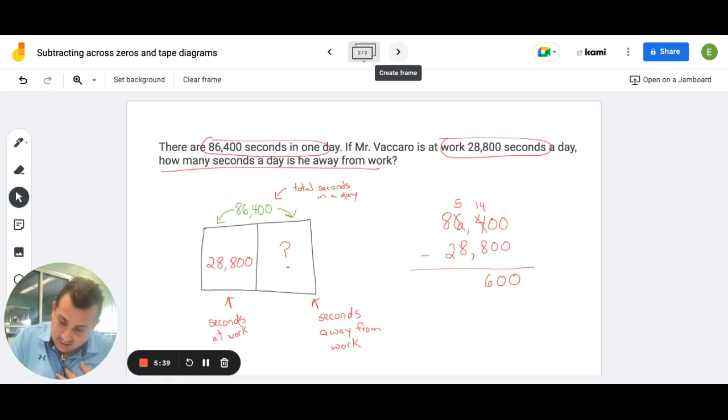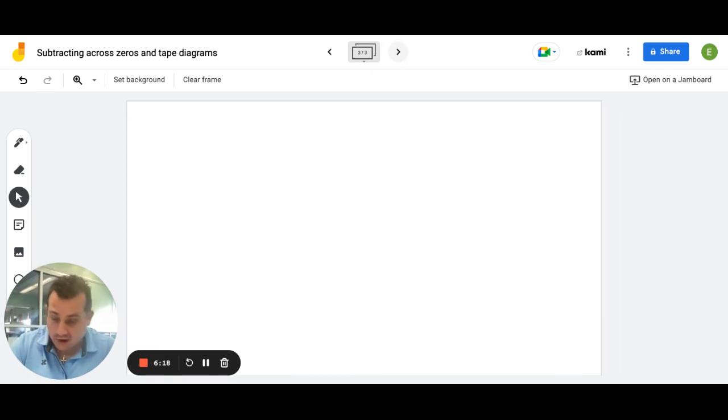Now when I move to my thousands place, I have 5 minus 8. I can't do 5 minus 8. So now I go to my 8 in the 10,000s place. That becomes a 7, and the 5 becomes a 15. 15 minus 8 is 7. And 7 minus 2 is 5. So it's 57,600 seconds. That is how you would solve a word problem using your tape diagram and using your standard algorithm.